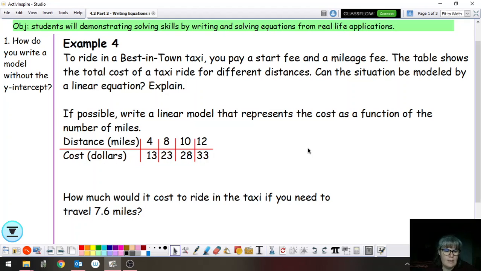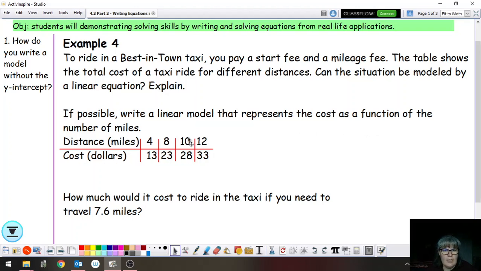To ride in a best-in-town taxi, you pay a start fee and a mileage fee. The table shows the total cost of a taxi ride for different distances. Can the situation be modeled by a linear equation? Explain. If possible, write a linear model that represents the cost as a function of the number of miles.